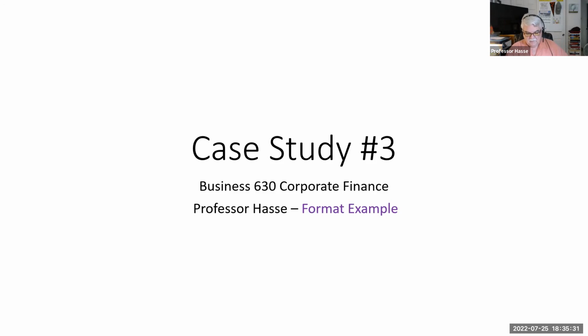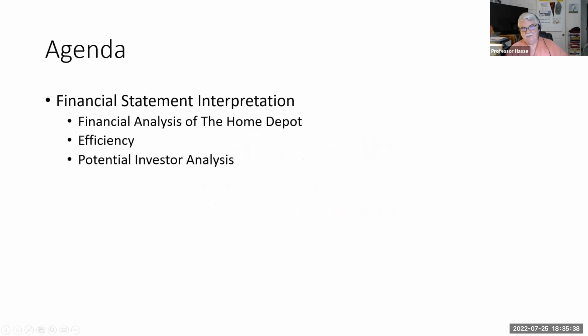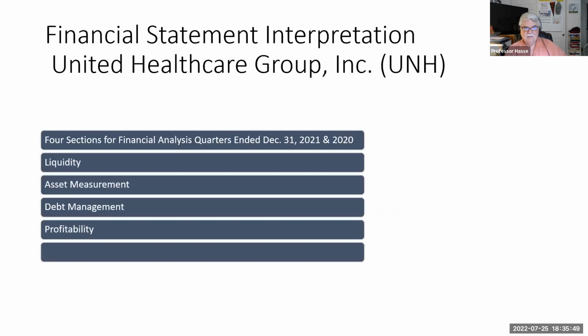So as you can see, you have a title slide. You have an agenda, and this is the interpretation of the case. The company in this particular example is Home Depot. You're going to be measuring the four indexes that we just talked about of financial statements: liquidity, asset management, debt management, and profitability. And the quarters will be different. It's March 31, 21, and 22.